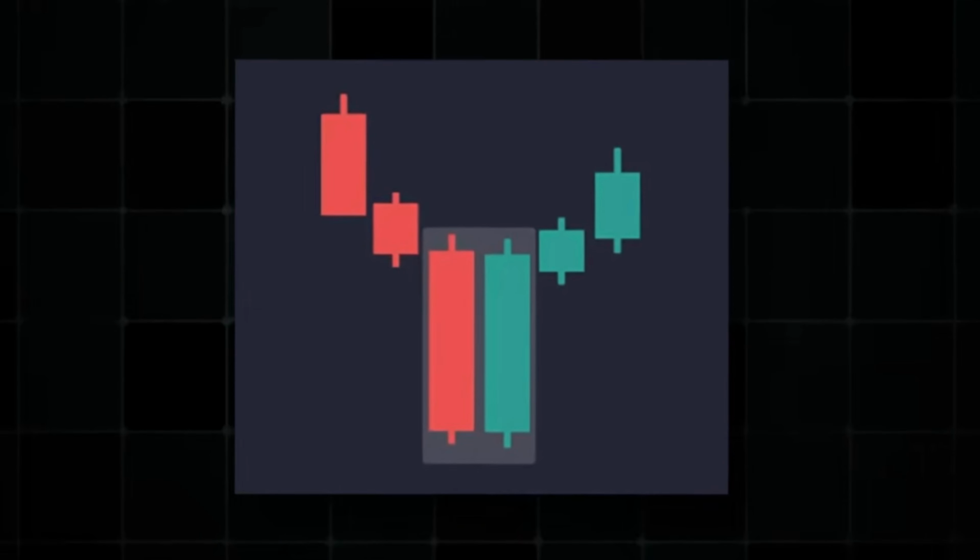Let's switch it over to the tweezer bottom. We have red candlesticks to the downside, which are then followed by a green candle which matches, opening and closing at the same points as the previous red candle, which is then followed by more candles to the upside for a bullish reversal pattern.